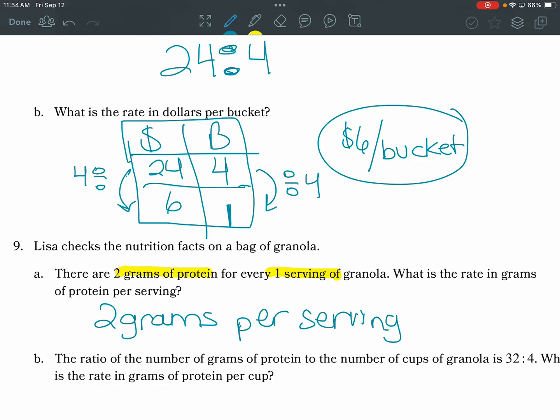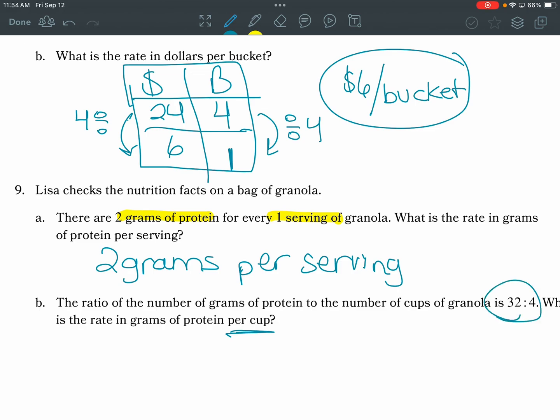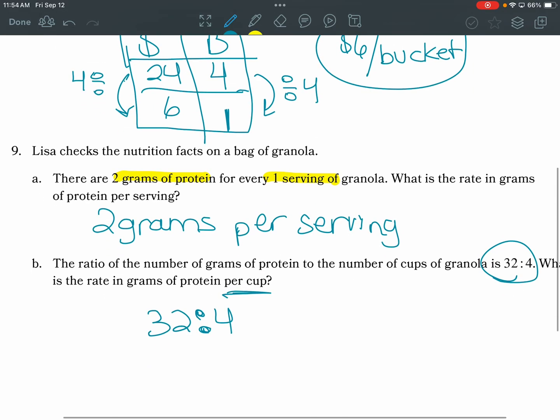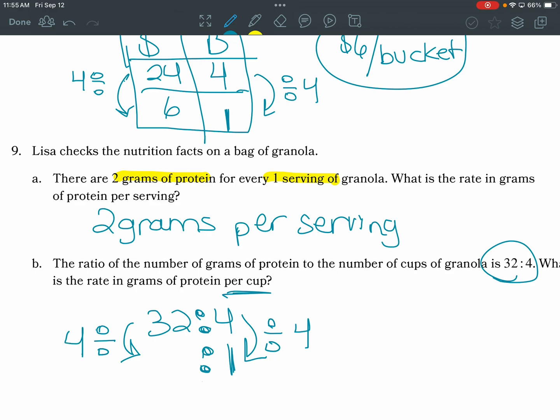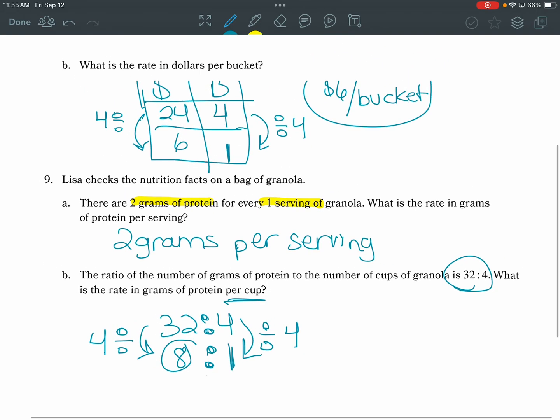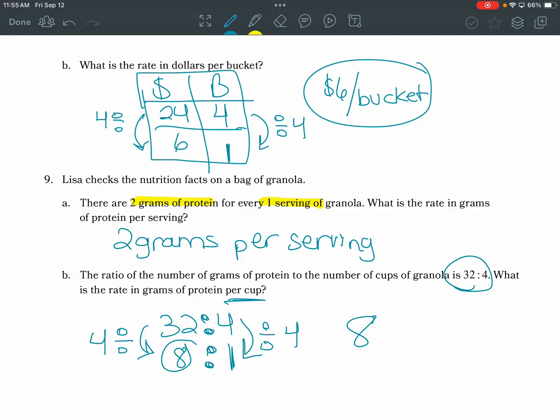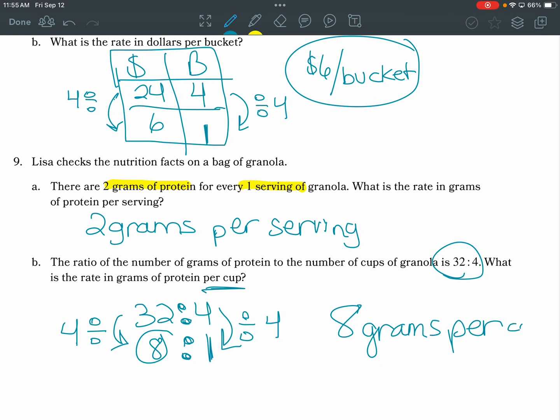Okay, now they're changing it to cups per cup. And instead of 2 to 1, our ratio is now 32 to 4. How can I make it to 1? How do I make that 4 become 1? Divided by 4. So this is just like the table minus the box. You see what I did? Okay, same thing. So divided by 4. What is 32 divided by 4? 8. So we have 8 grams per cup. So there's 2 grams per serving, 8 grams per cup.